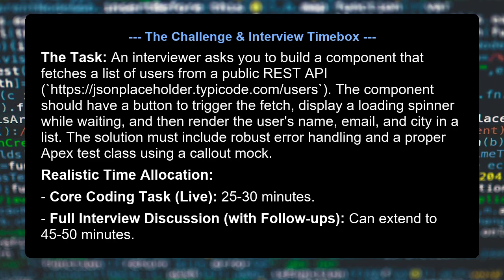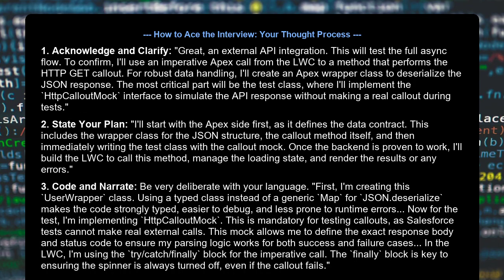Realistic time allocation: core coding task, live, 25 to 30 minutes. Full interview discussion, with follow-ups, can extend to 45 to 50 minutes. How to ace the interview, your thought process.